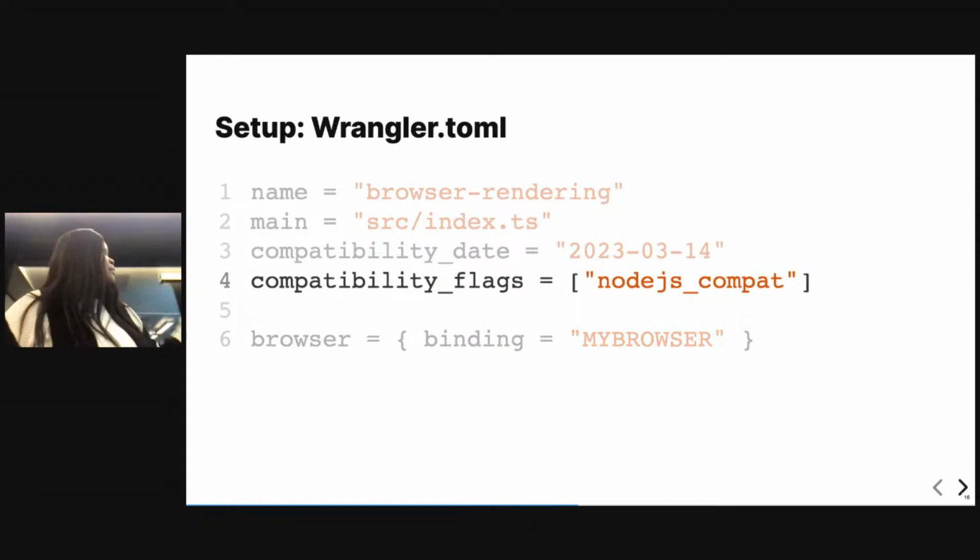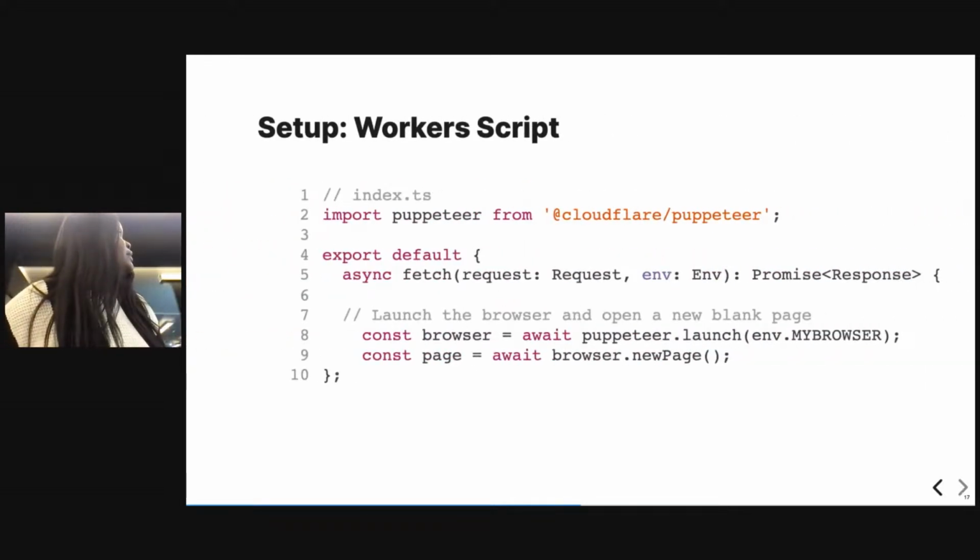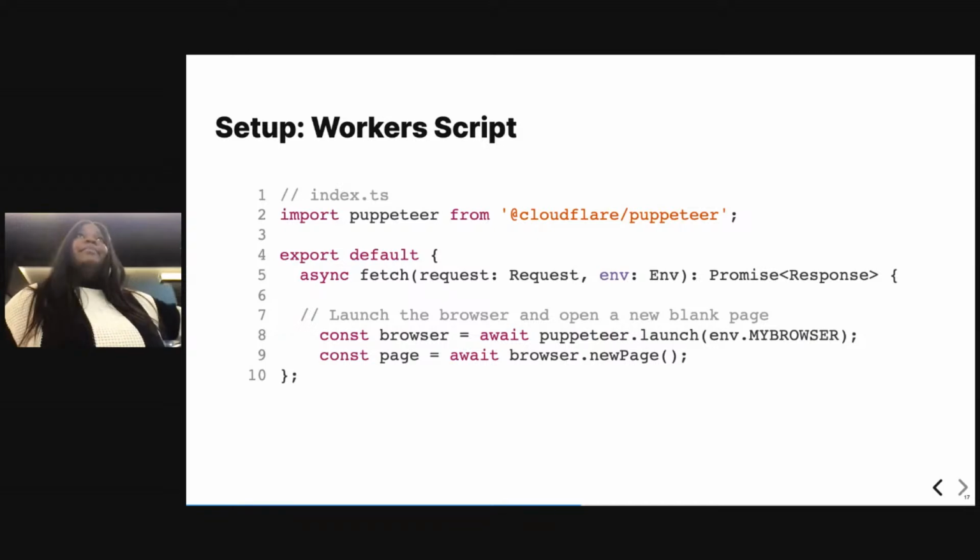You also have to set up a compatibility flag. Remember I mentioned that this is a fork of Puppeteer, which runs in Node.js. So you need to set up a compatibility flag in order for it to work. And then this is an example of how I'm using it to create a new blank page. So I'm importing the library. You need to install the library. It's @cloudflare/puppeteer.